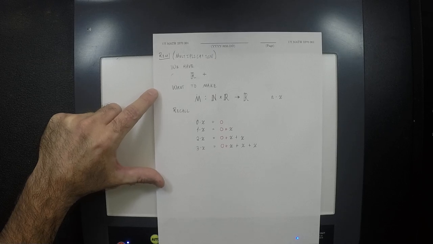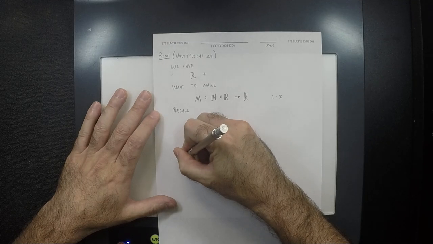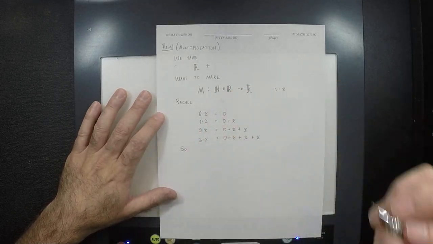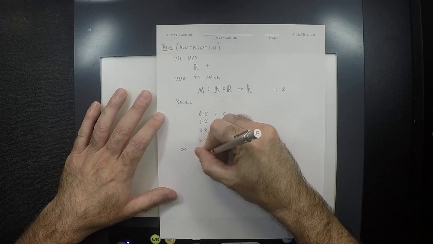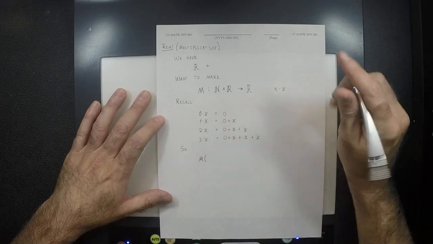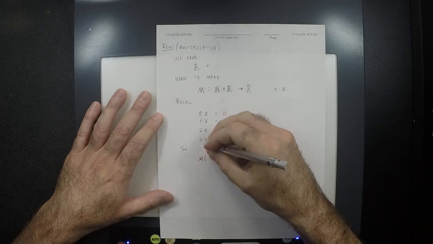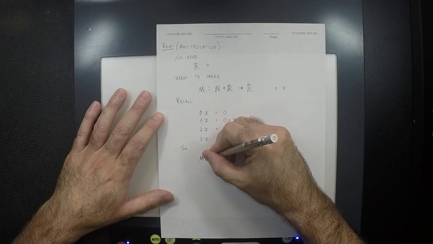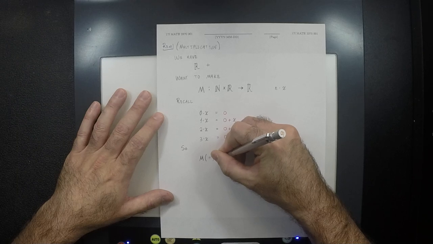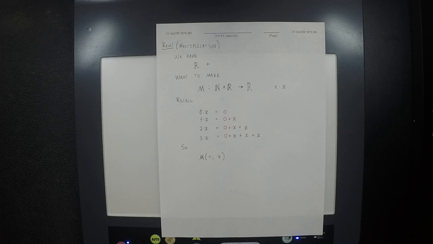Okay. So that being said, let's define the multiplication function. Multiplication of n and x. So how can we do it? Yes? First, we know that while n is equal to 0, x will also be equal to 0.